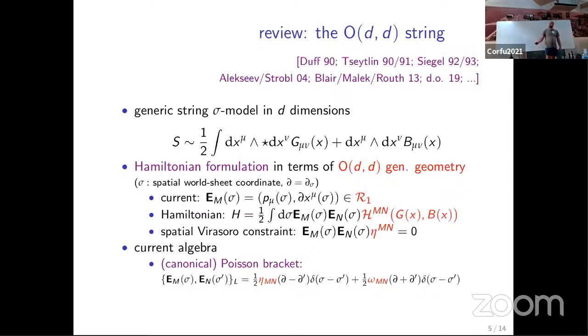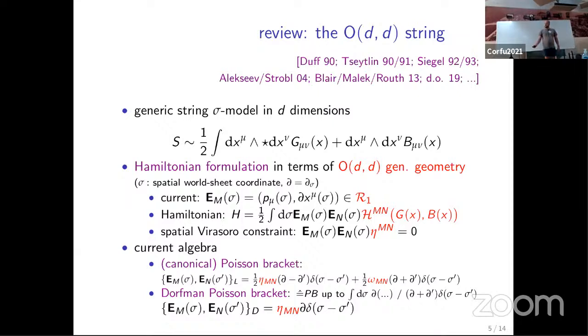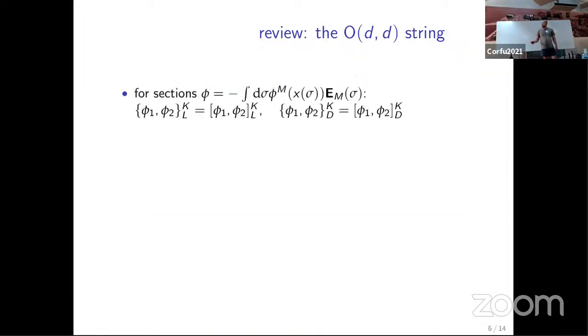So sigma is the spatial coordinate on the world sheet. In many circumstances, we will neglect these terms because they correspond to total derivative terms on the world sheet. And if we neglect such terms, the Poisson brackets look even easier. So you see, we have a formulation in which everything is defined in terms of objects of generalized geometry. Okay.